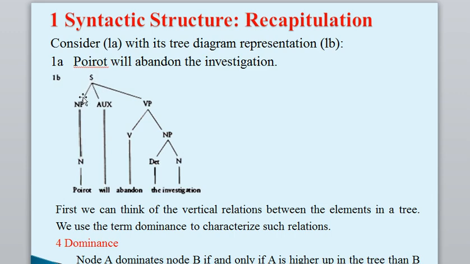Then it consists of the NP, the subject, noun, Poirot; the auxiliary, will; and the VP, which consists of the verb, abandon, and the NP, the object, determiner, noun, the investigation. This is the tree diagram representation of sentence 1a.